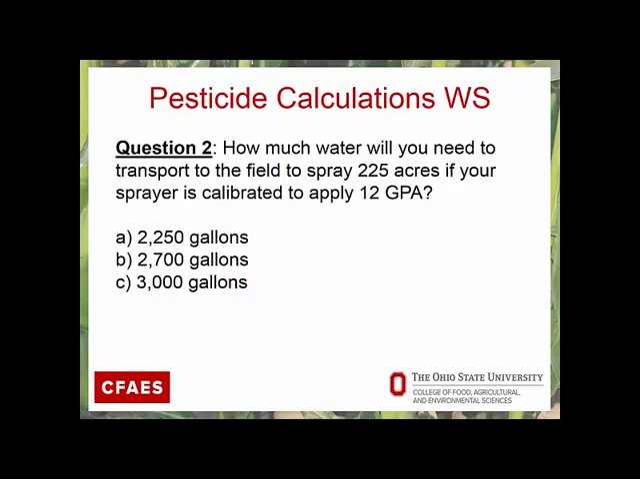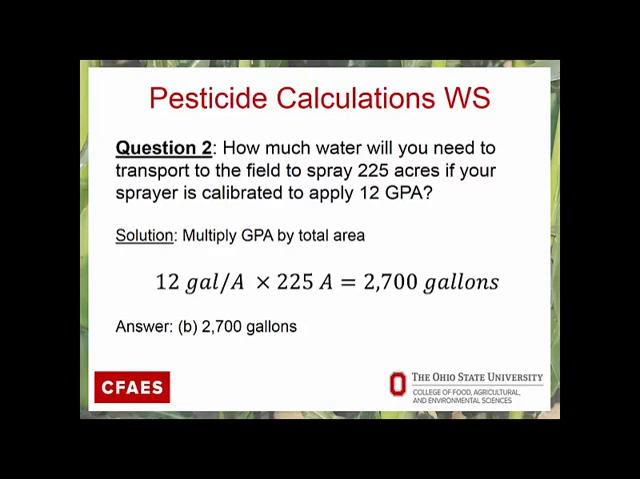In problem 2, you're asked how much water you will need to take to the field to spray 225 acres if your sprayer is calibrated to apply 12 GPA. This problem is another simple multiplication problem. If you're putting out 12 gallons per acre and you're spraying 225 acres, you multiply those two to get 2,700 gallons.